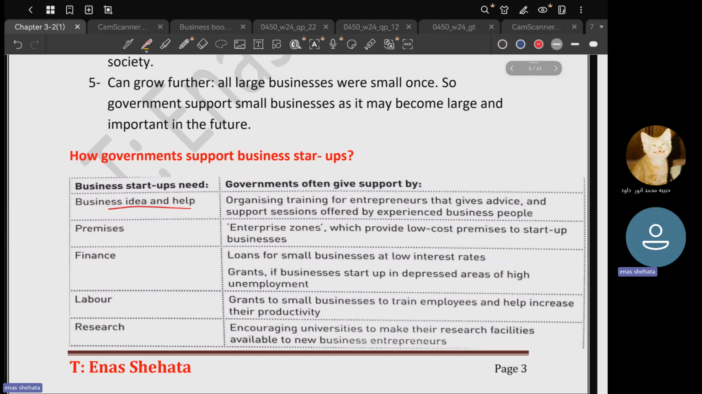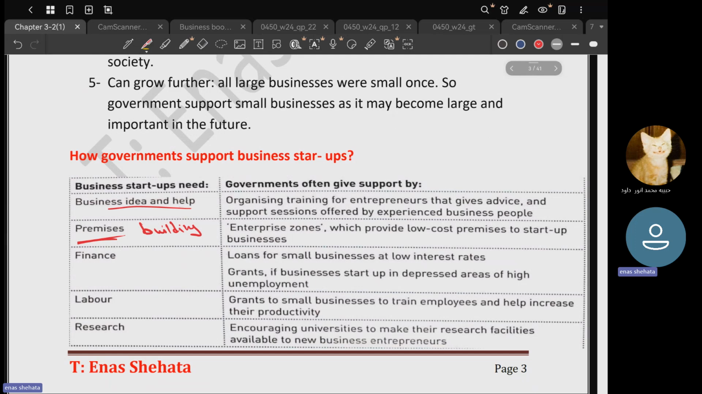Maybe you want to open a business, but you don't have an appropriate idea about how to make the business. So by providing these sessions for you, you may get this idea. I may give you support in premises. Premises means the building that you need in your business. So you need to have a factory, for example, or an office. So I may give you something called enterprise zones, a specific area with low-cost premises to start up your business.